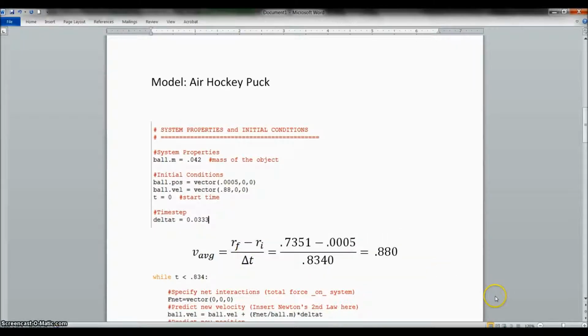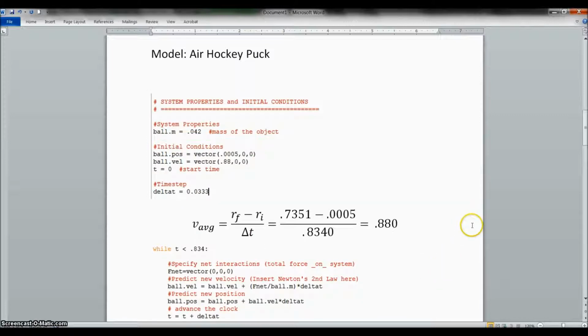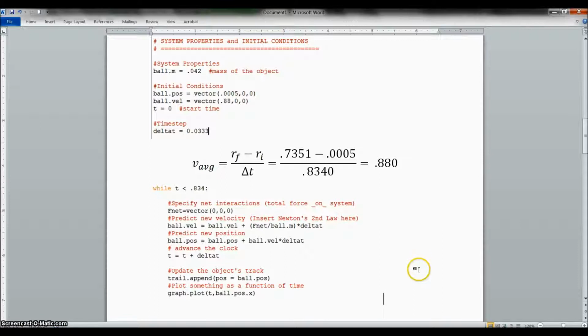To make a computational model of this, I plugged a few initial conditions into a program called VPython. I plugged in the mass of the object, which is 0.042 kilograms, or 42 grams. I also plugged in the initial position from the tracker data, as well as the initial velocity, which I calculated using the average velocity equation. That's the final position minus the initial position, which both come from the tracker data, over the delta time, which is the elapsed time in the video, about 0.8340 seconds. That gives us a velocity during the video of 0.880 meters per second.